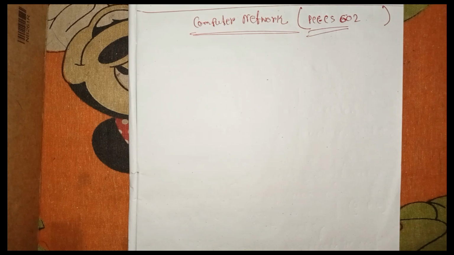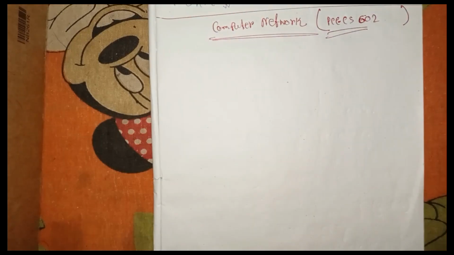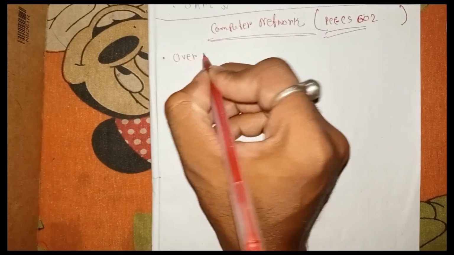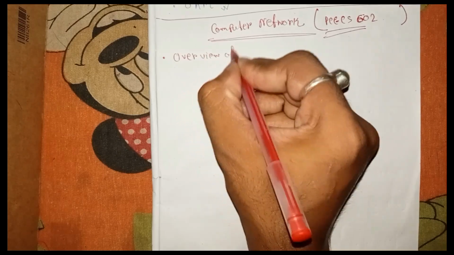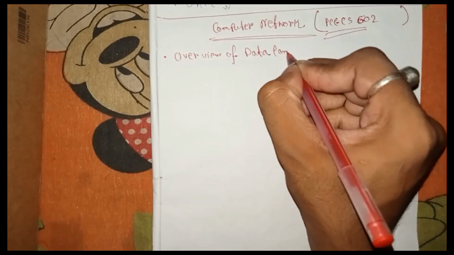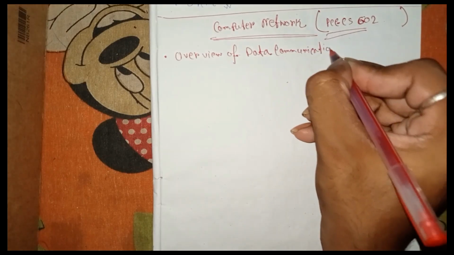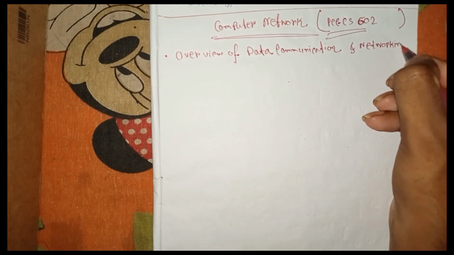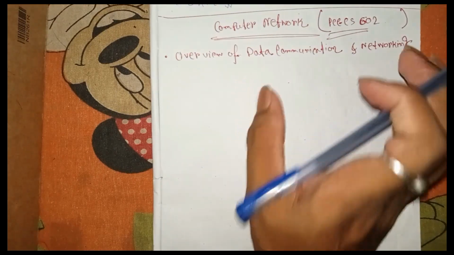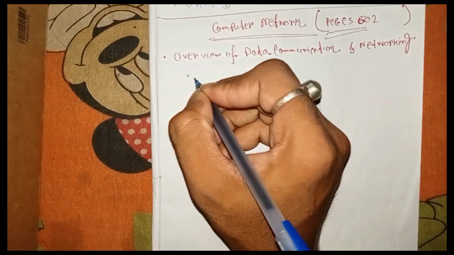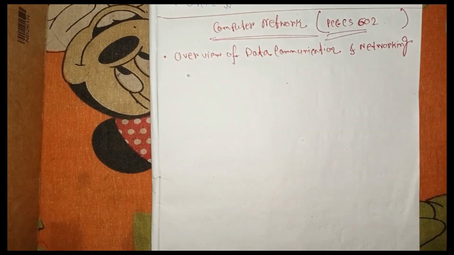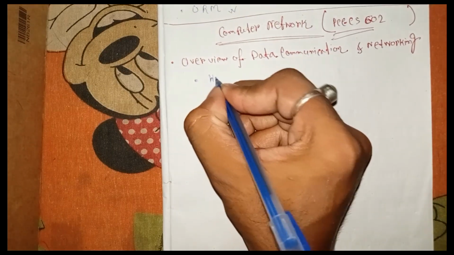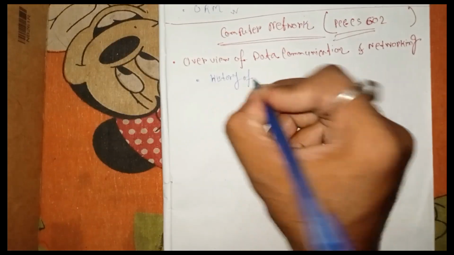So our first chapter is overview of data communication and networking. In this chapter we need to learn the first basic, important, fundamental concepts related to networking. At first, the history of computer networks, you can say history of CN, the short form of computer network.